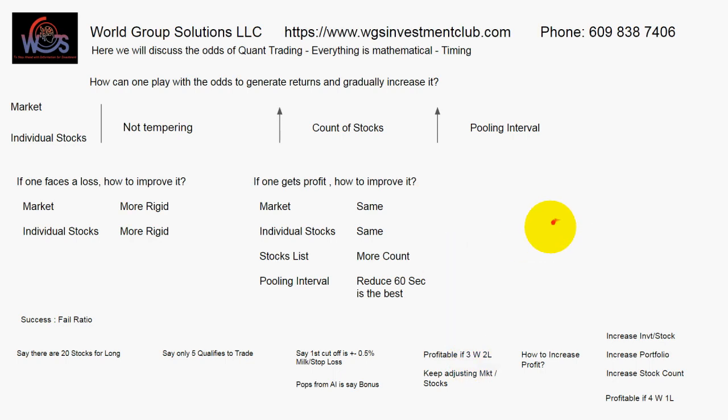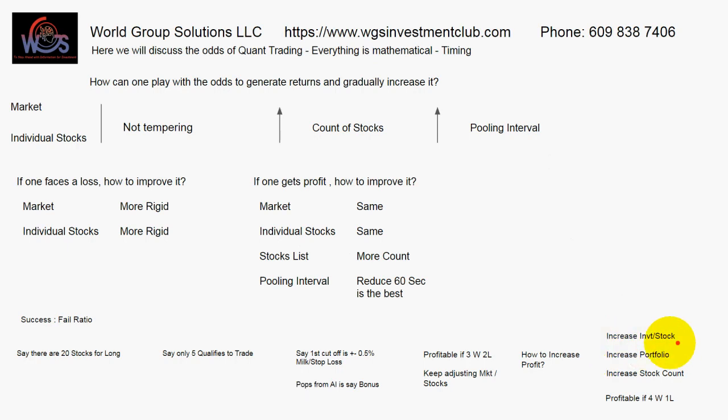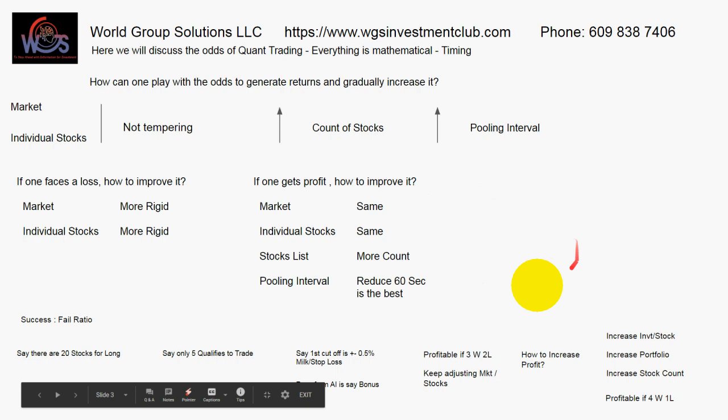But now there comes a question: okay, how do I improve this? Keeping everything same, I'm not tampering with the market and individual, how do I improve it? There are only a few ways to do that. One is to increase your investment per stock. Say you're trading at $5,000, now you can trade at $10,000. Of course, you'll need more portfolio size, and you also increase your stock count. By doing that, you might notice that your profitability out of five could be four wins and one loss, because you are expanding the opportunity level here.